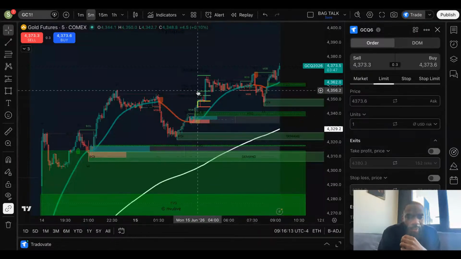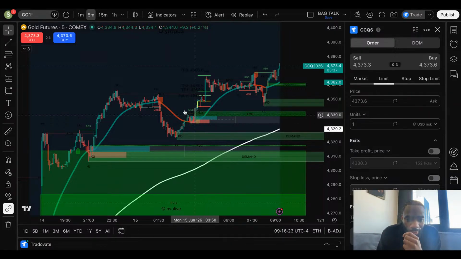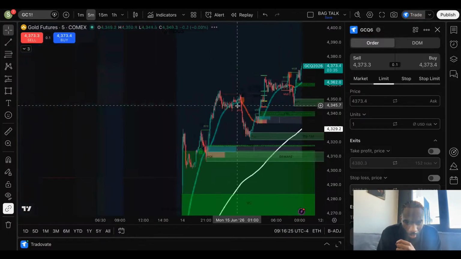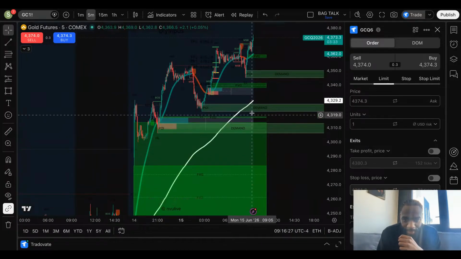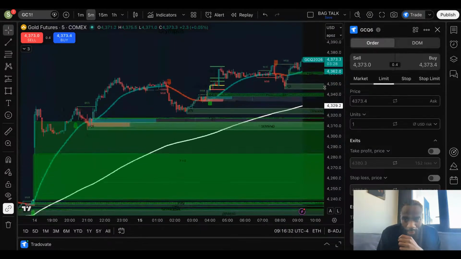But anyway, if price is above this white line, then we're looking for longs, right? When you're trading futures, buys, we want the market to go up. They're also known as longs. So if price is above the white line, the white EMA, we're looking for buys. We're looking for longs.